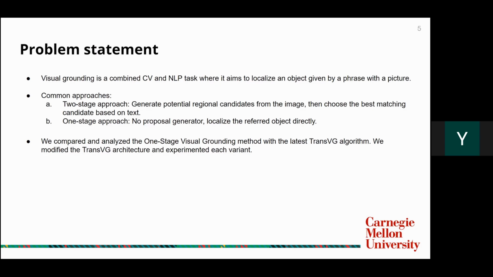There are one-stage and two-stage approaches to this task. The two-stage approach generates potential regional candidates from the image and then chooses the best matching candidates based on the text, while the one-stage approach tries to localize the object directly based on text. In our project, we analyzed the transformer-based one-stage models and experimented with a few modified architectures.